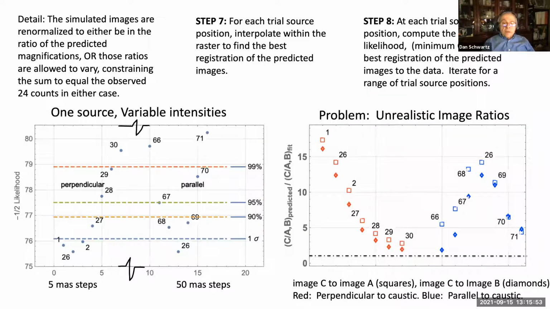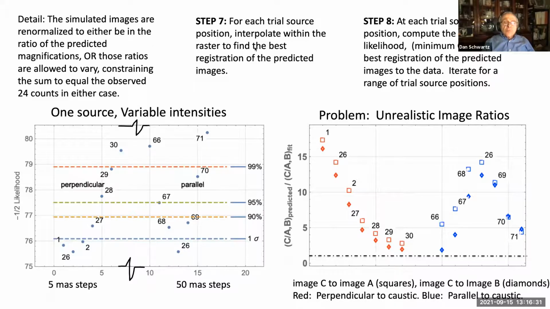So now, as a detail in the registration, the simulated images have to be renormalized to be either in the ratio of the predicted magnifications from the lens model, or allowing those ratios to vary, constraining the sum to equal the observed number of counts. In fact, allowing variable intensities always gives a larger likelihood, a smaller value, because you have more degrees of freedom. So that's what we do.